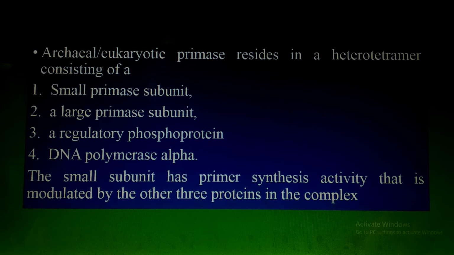Eukaryotic primase consists of a small primase subunit. Now the primase in the prokaryote consists of 3 subunits, 3 parts. Now here the primase consists of 4 parts. Number 1, small primase subunit. Number 2, a large primase subunit, which are the actual part. The third one is the regulatory phosphoprotein. And the fourth one is the DNA polymerase alpha. The small subunit has a primer synthesis activity that is modulated by the other 3 proteins in the complex.